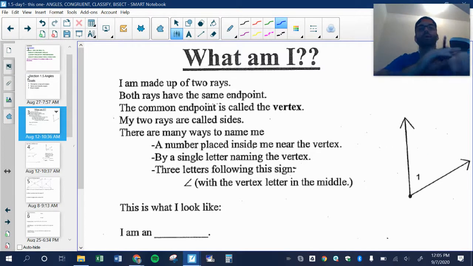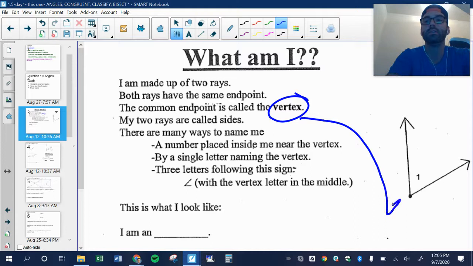So, what am I? A continuation of our game here. Well, it's not really a game, but it's kind of a game. So, I am made up of two rays. Both rays have the same endpoint. That's key here. Both rays have the same endpoint. The common endpoint is called the vertex. So the vertex, this is the vertex of an angle. The two rays, these are called the sides here.